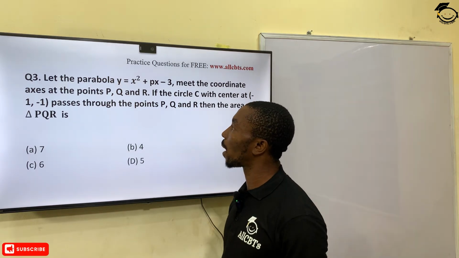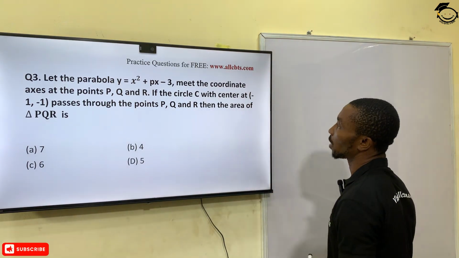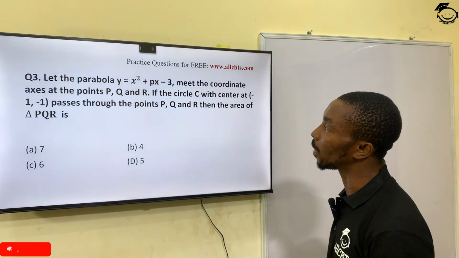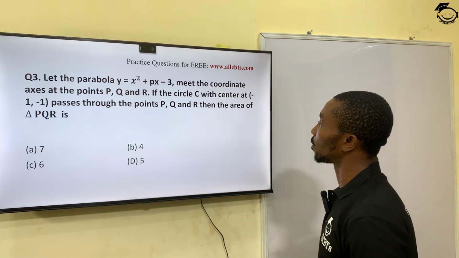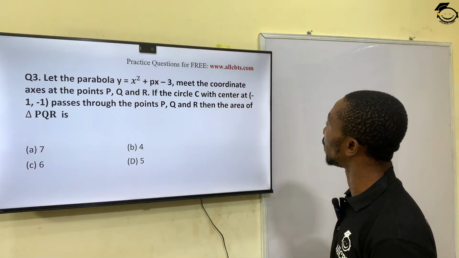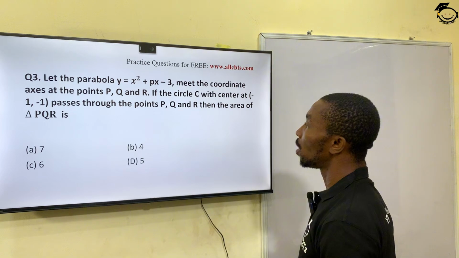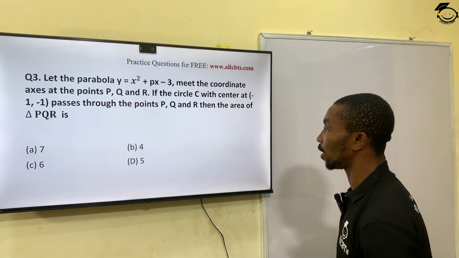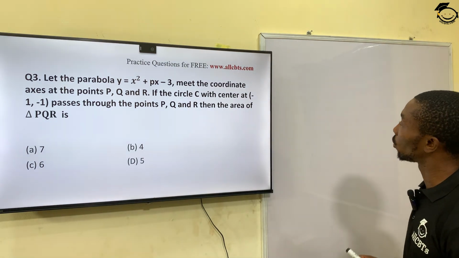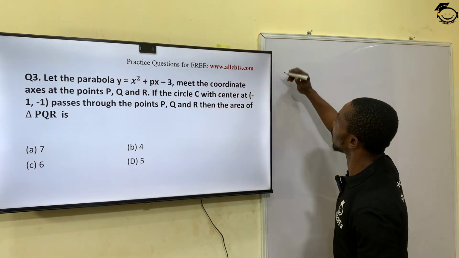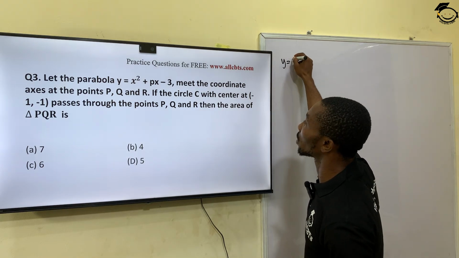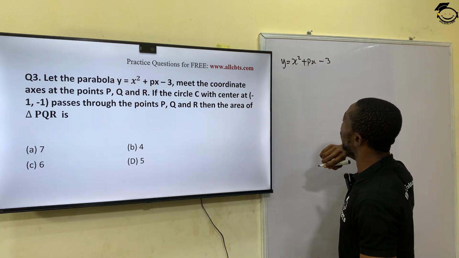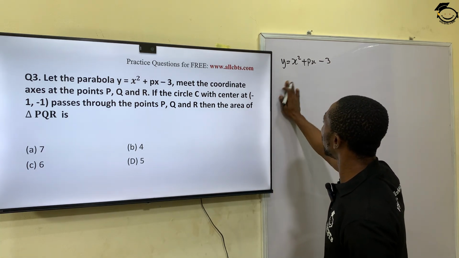Let the parabola y equals x squared plus px minus 3 meet the coordinate axis at the points P, Q, and R. If the circle C with center at -1, -1 passes through the points P, Q, and R, then the area of PQR is... Now, for us to do this, the parabola is y equals x squared plus px minus 3. Okay, so we need to find the value of y.